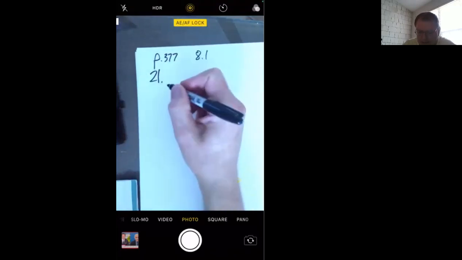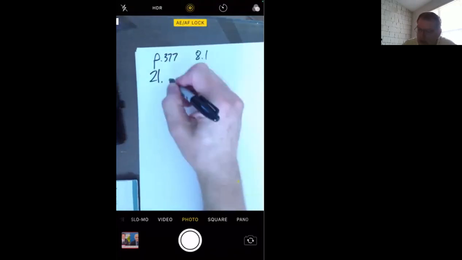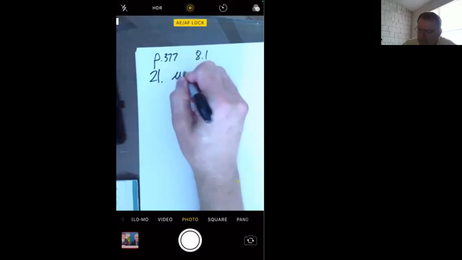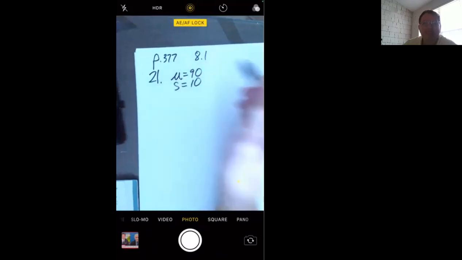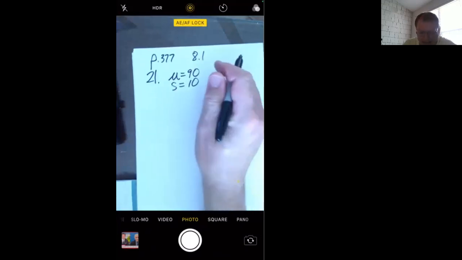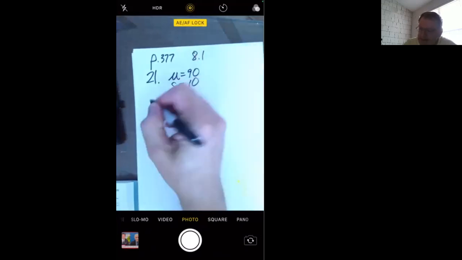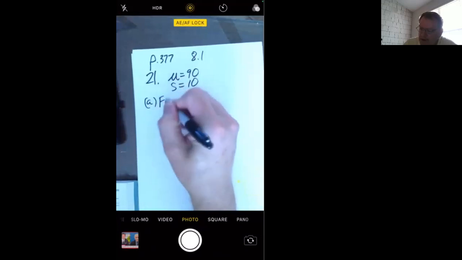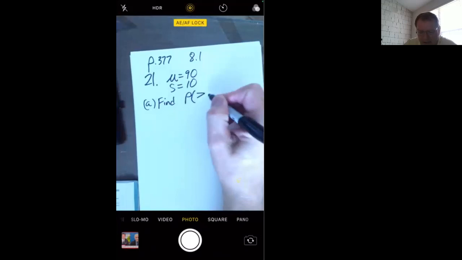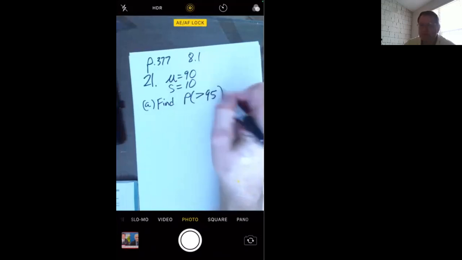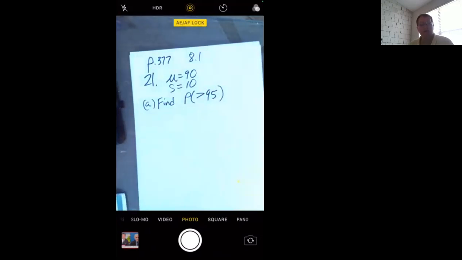The reading speed of second grade students has a mean of 90 words per minute with a standard deviation of 10. And part A, find the probability a student will read greater or more than 95 words per minute. And notice once again, absolutely no mention of sampling or sample size.